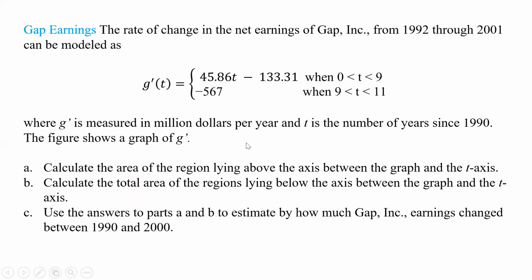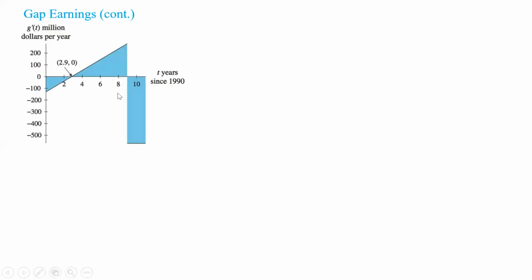So the next one says the rate of change in the net earnings of GAAP from 1992 to 2001 can be modeled as follows. We have two pieces here: part one is from 0 to 9, and part two is from 9 to 11. From 9 to 11 years it's decreasing only, whereas here we're actually increasing. So G prime is measured in millions of dollars per year, and T is the number of years since 1990. The figure shows a graph of G prime, which is over here.